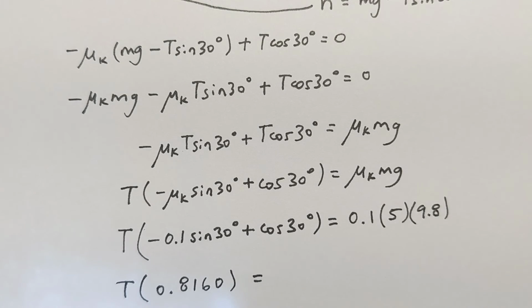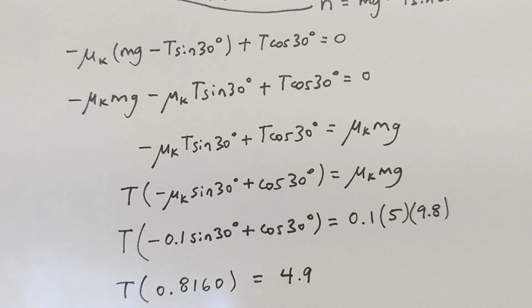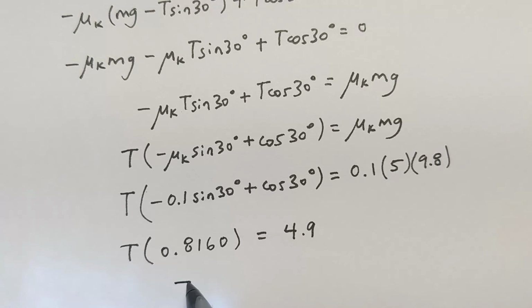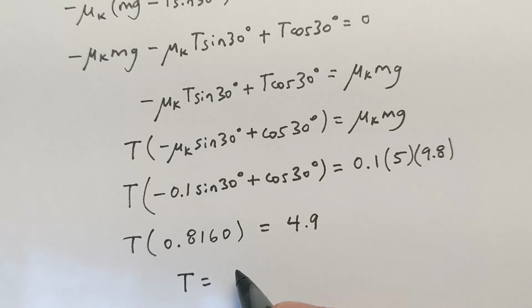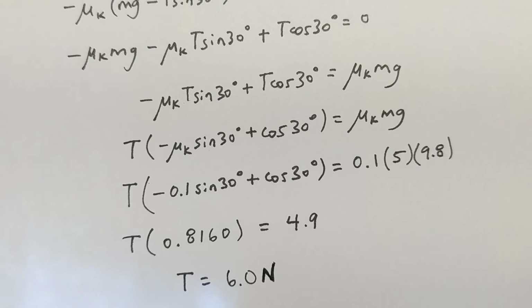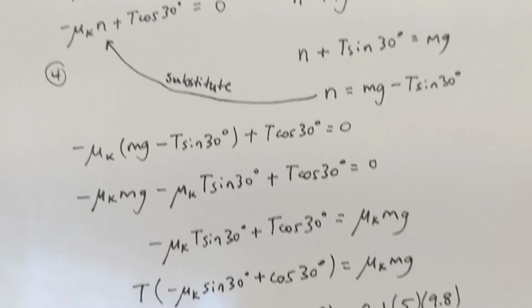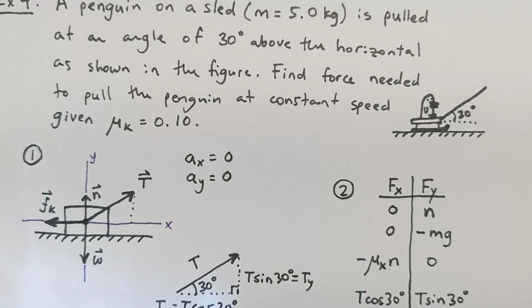And then 0.1 times 5 times 9.8 comes out to 4.9. And 4.9 divided by 0.816 gives us, right, so divide both sides by the 0.816. We get that the tension is about 6 newtons. So in other words, we would need to pull the sled with a force of 6 newtons in order to get the penguin moving at a constant speed, constant velocity.